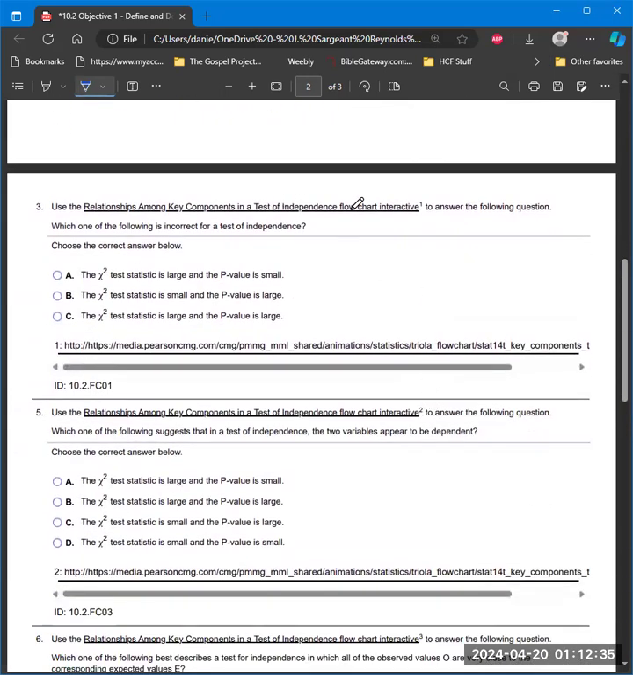There's a video for you to watch here about the relationships among key components in a test of independence. But let's go ahead and answer this question. Which of the following is incorrect for a test of independence? And that would be if the chi-squared statistic is large and the p-value is large.